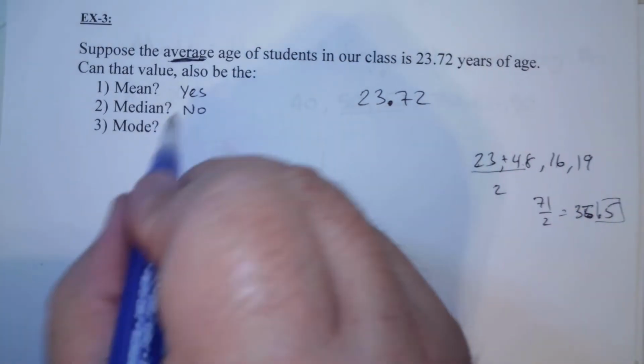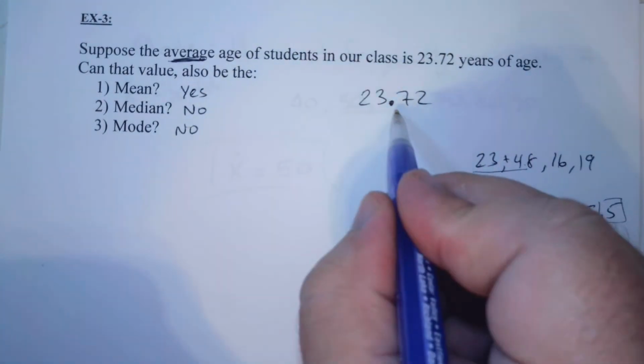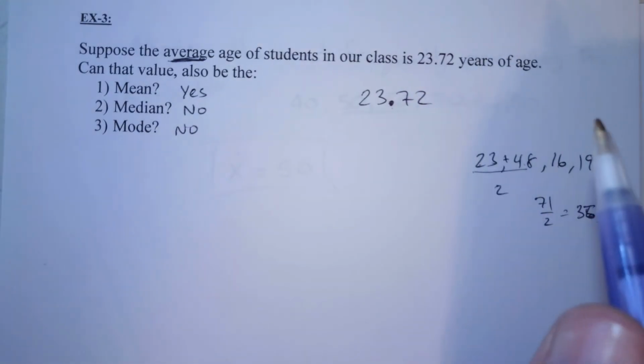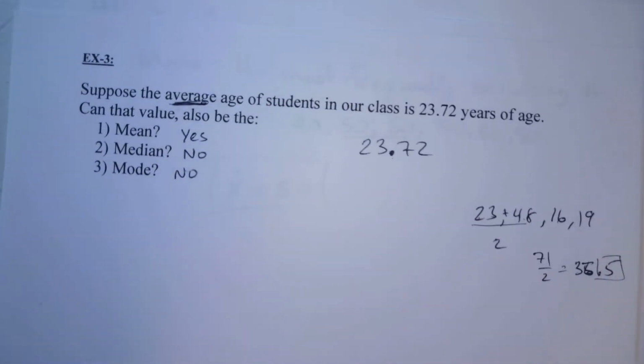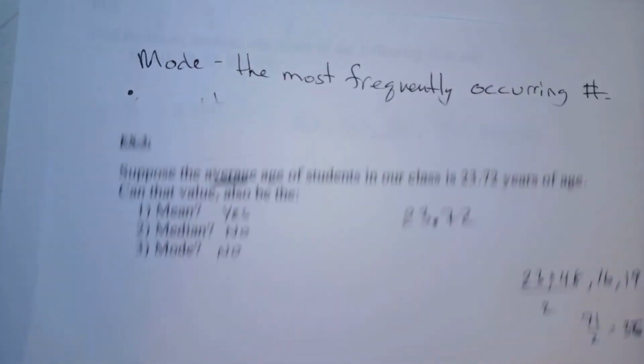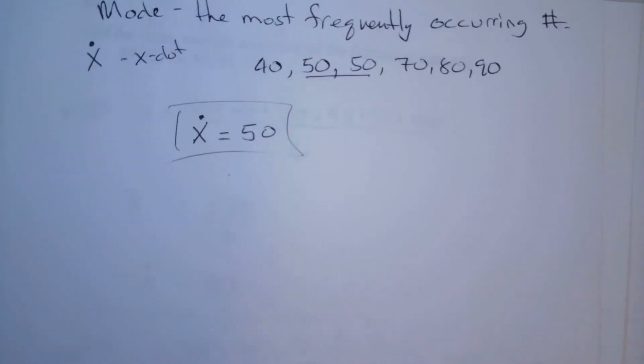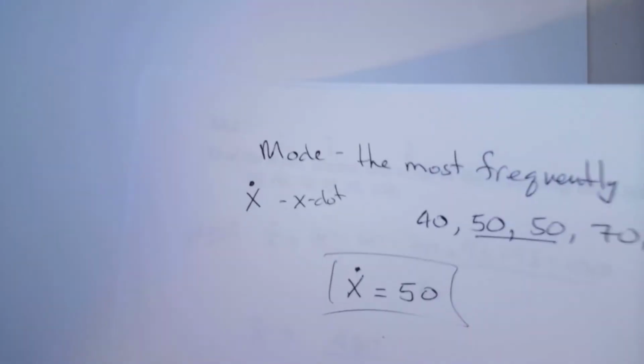Can it be the mode? No, because again, it's a decimal. Ages are whole numbers. So again, it's a conceptual question saying, okay, can this be true, can that be true? You have to understand what the definition is. All right. Go to the next topic.